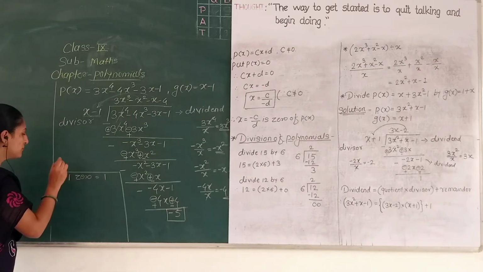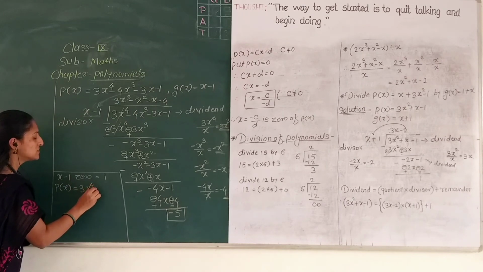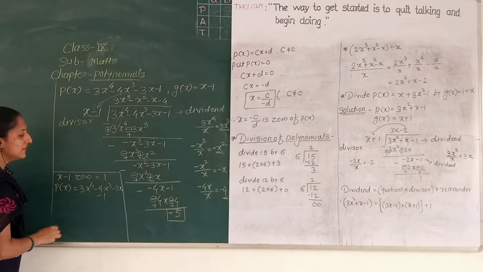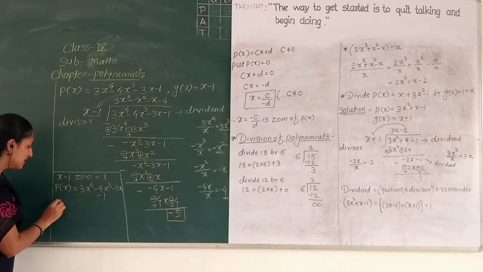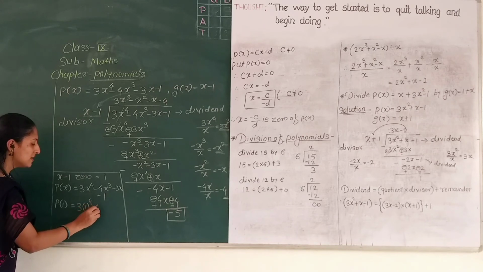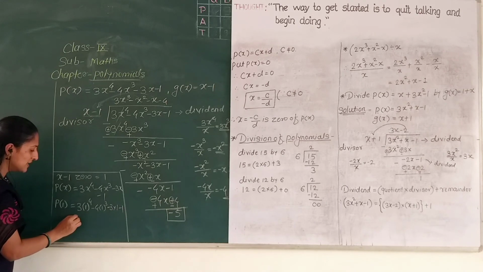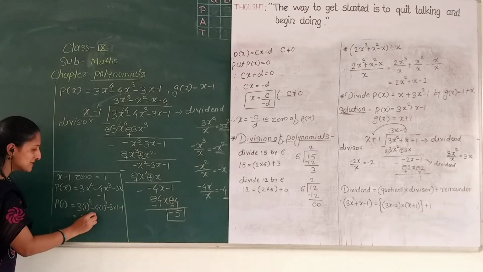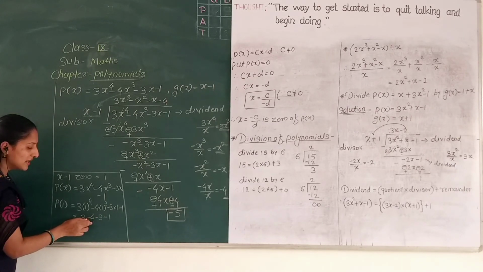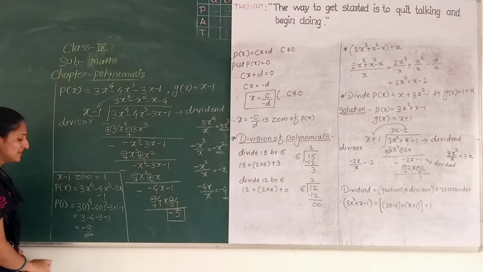If I substitute 1 in the polynomial p of x, which is 3x raised to 4 minus 4x cube minus 3x minus 1, we get p of 1. That is 3 into 1 to the power 4, minus 4 into 1 cube, minus 3 into 1, minus 1. So we get 3 minus 4 minus 3 minus 1. Now 3 minus 4 is negative 1, negative 1 minus 3 is negative 4, negative 4 minus 1 is negative 5. So we get the remainder.